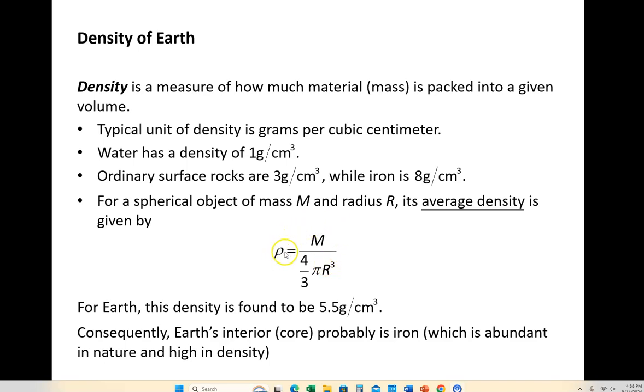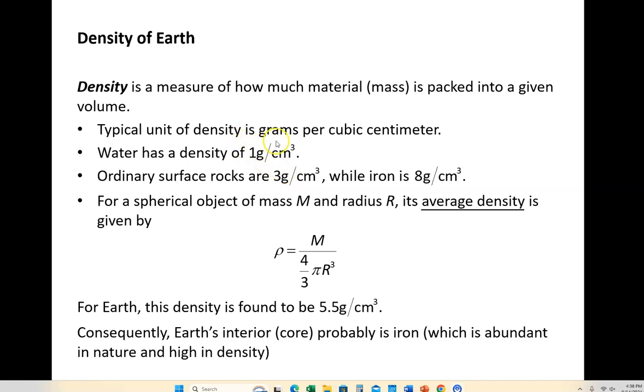At any rate, mass is normally measured in grams for our purposes, and the radius will normally be measured in centimeters. For planets, normally you get the radius in kilometers, and you need to change that to centimeters. Let me state right now, in 1 kilometer there are 10 to the 5th power centimeters. So that's a conversion you can use.